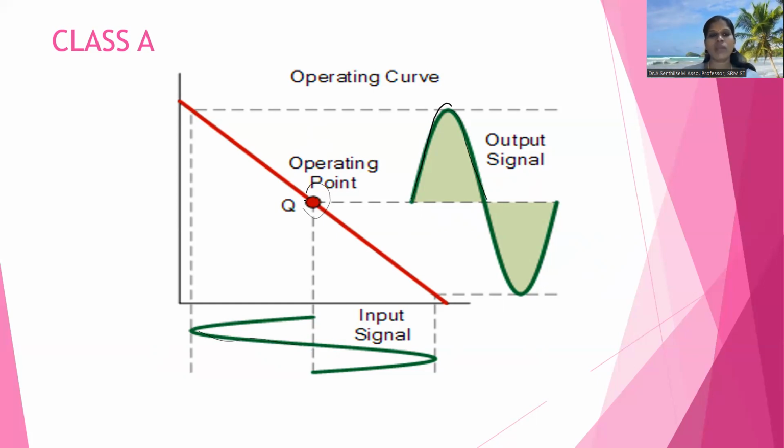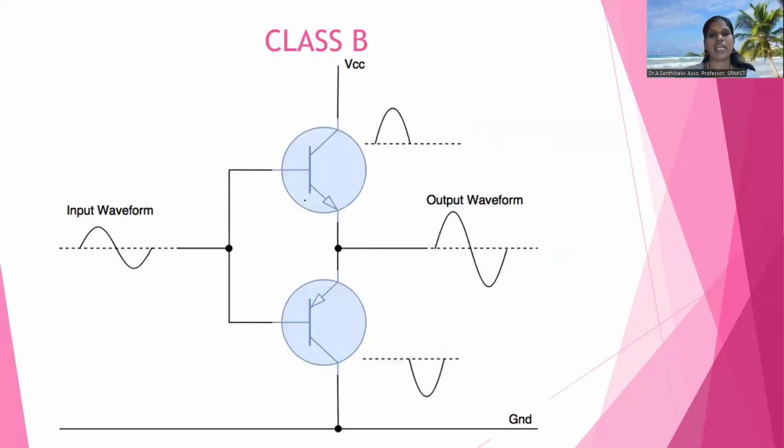Then the drawback of the class A amplifier is rectified in the class B amplifier. I already told you that a single transistor is processing the entire input waveform. That's why the efficiency is reduced. To increase the efficiency, we use two different transistors: one is NPN and the other is PNP. The positive cycle of the input waveform is processed by the NPN transistor, and the negative cycle of the input waveform is processed by the PNP transistor.